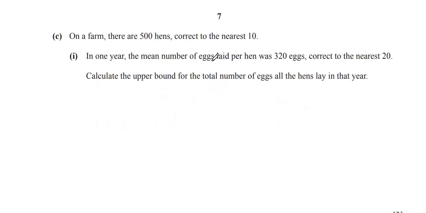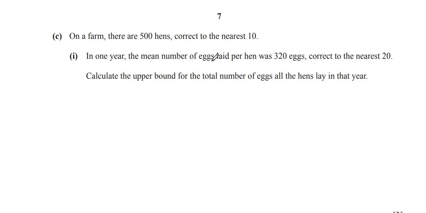Okay, next question. It says that on a farm, there are 500 hens, correct to the nearest hen. In 1 year, the mean number of eggs laid per hen was 320 eggs, correct to the nearest 20. Calculate the upper bound for the total number of eggs all the hens lay in 1 year.